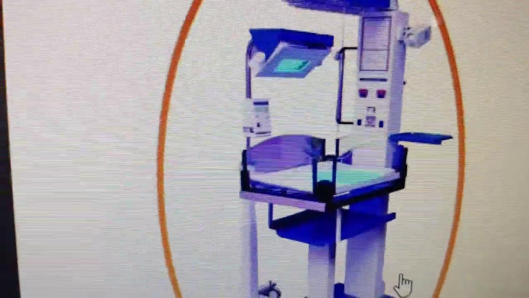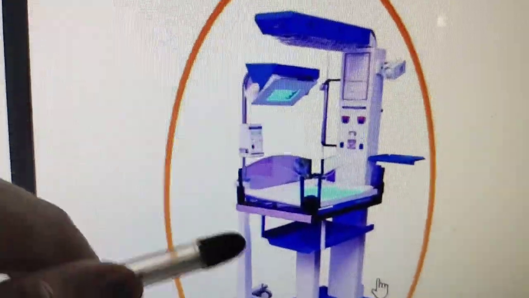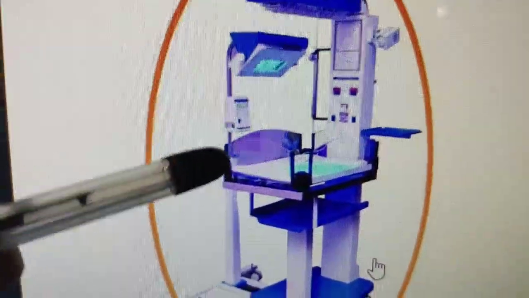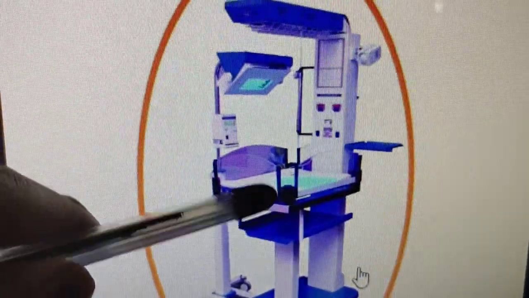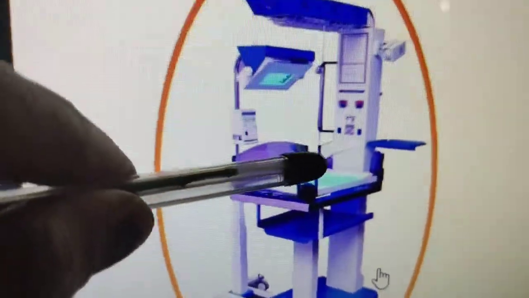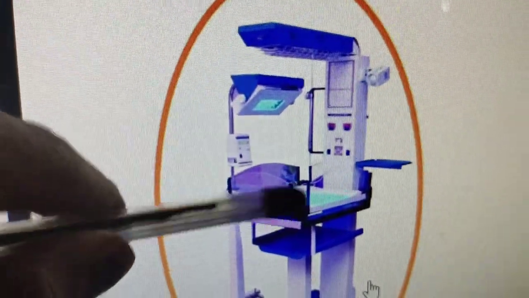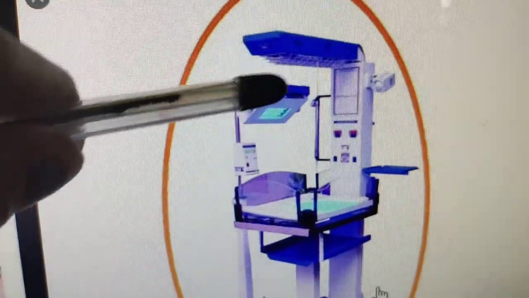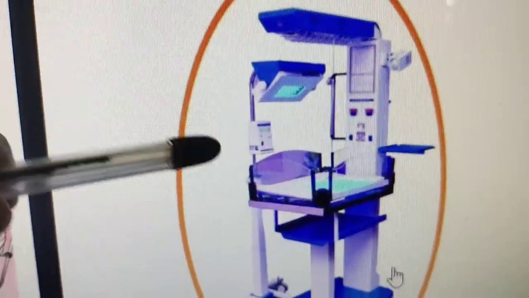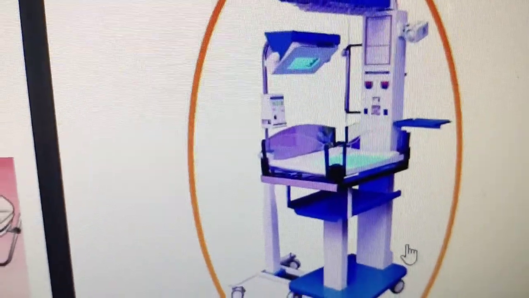Through the electricity, some radiations are produced from here. This is the cradle. Usually we give this for babies also; this is meant for the baby. We have to keep the baby on this table, in this cradle. Then we apply some heat, here we produce heat as well as radiations. We can say it is the radiant cradle.